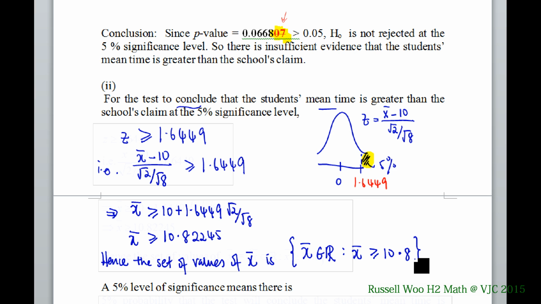Correct? Inverse norm 0.95, your mean is 10, your standard deviation is this. You get this value immediately. But you must know which side. X bar must be greater than 10 for it. I'm not going to show it. You're going to do it right now. Actually, alternatively, you don't need to standardize.